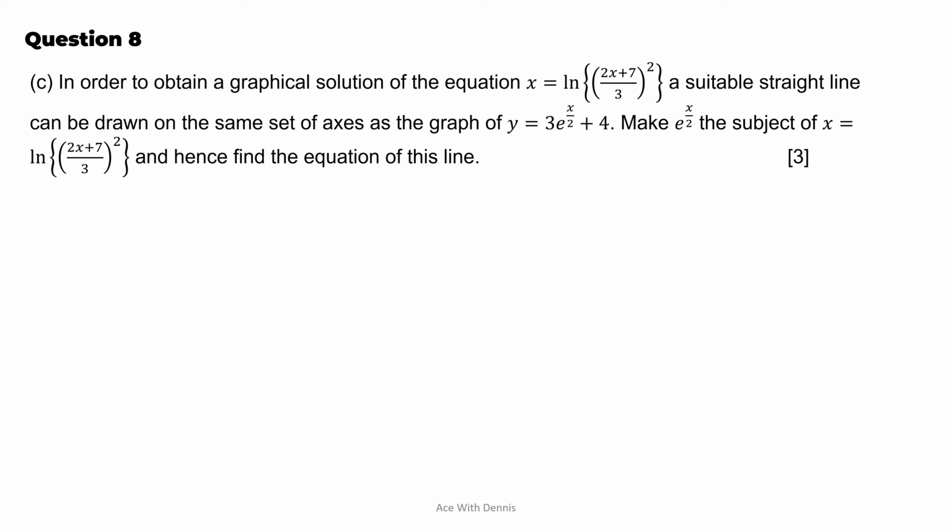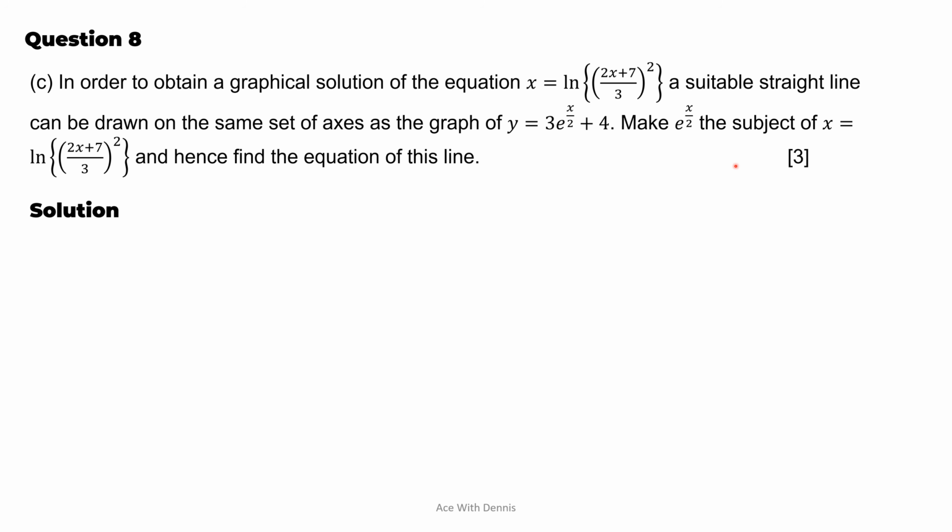Part C. In order to obtain a graphical solution of the equation x equals ln of ((2x plus 7) over 3) squared, a suitable straight line can be drawn on the same set of axes as the graph of y equals 3e to the power x over 2 plus 4. The first instruction is: make e to the power x over 2 the subject of the equation x equals ln of ((2x plus 7) over 3) squared, and hence find the equation of this line. 3 marks.